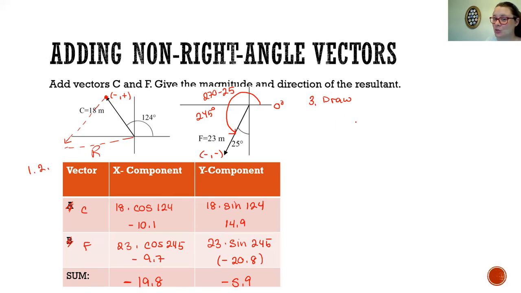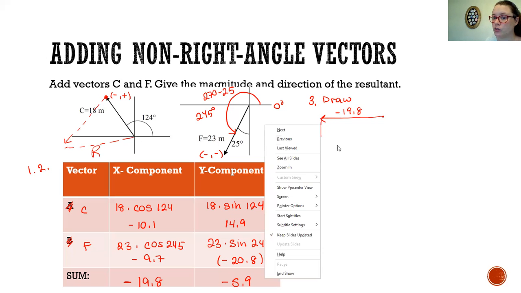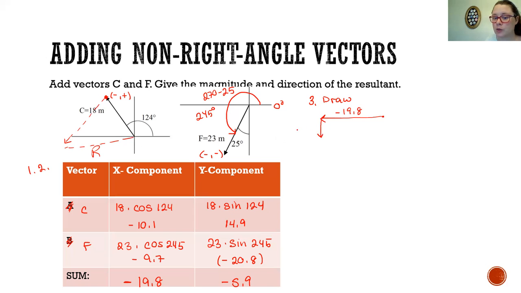Step 3 is draw it, and we're going to draw our x first. So we're going to start here because we got to go negative x. So this is negative 19.8. Then we're going to go negative 5.9. You'll notice I draw it shorter just because it helps me visualize what's happening. So negative 5.9. And we want to find out what is the resultant.